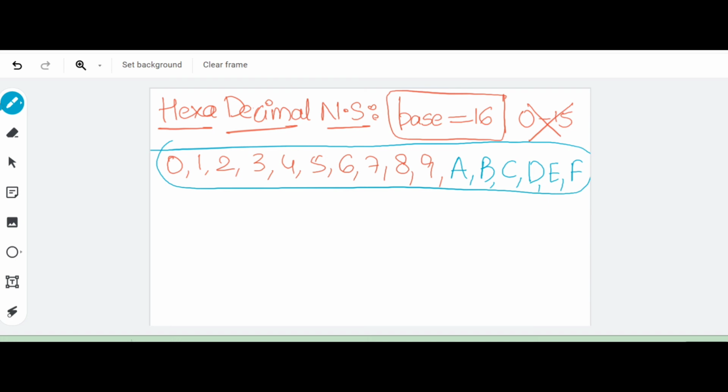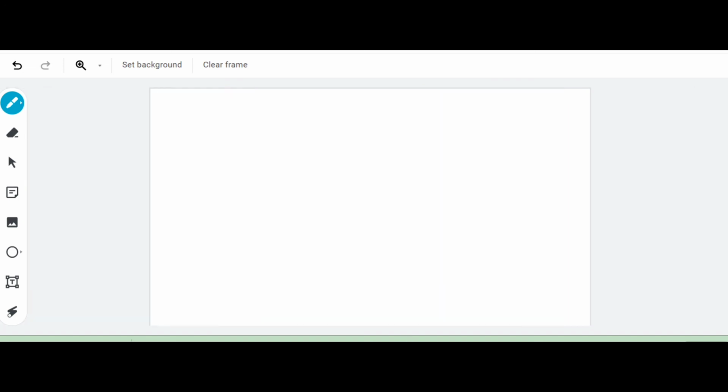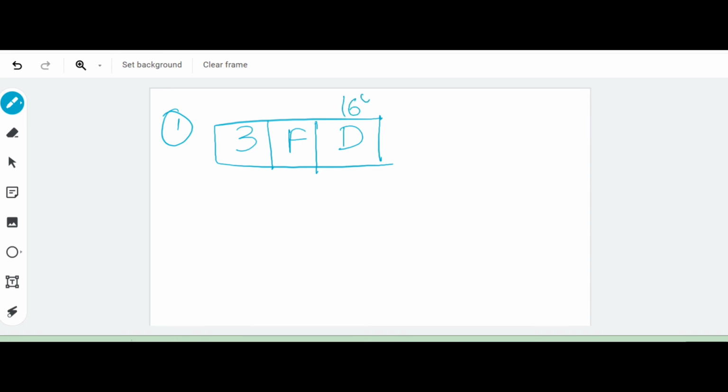Obviously here the base is 16. So before the point you will have 16 power 0, 16 power 1, 16 power 2, and so on. And after the point you will have 16 power minus 1, 16 power minus 2 and so on, right? So this is how it goes. Let me take a quick example and then we will move on to the next concept. Here I am taking 3FD. Remember, F and D are part of hexadecimal, and here there is no point, so we'll start from here itself.